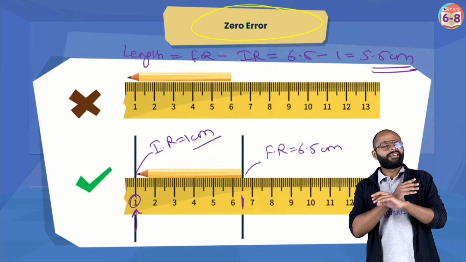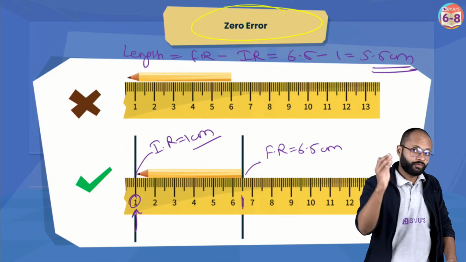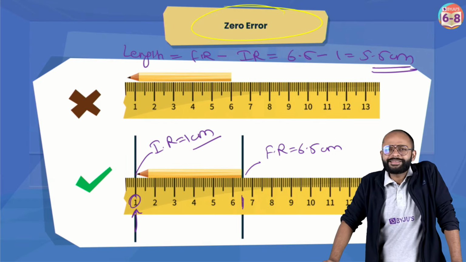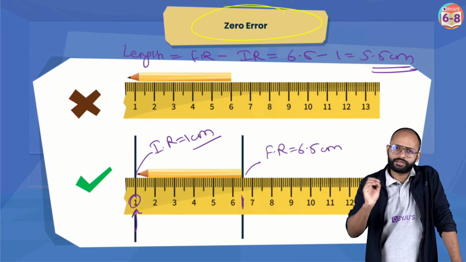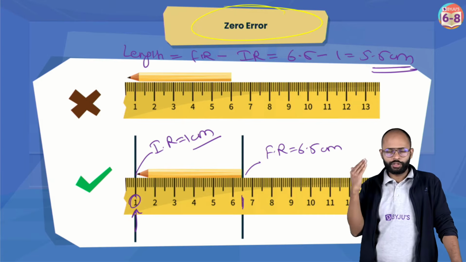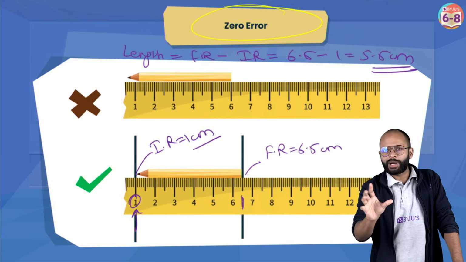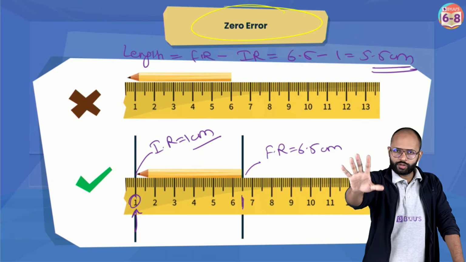Correct? It's a very straightforward question, but very, very frequently asked. ठीक है? चलो. So this is called as zero error. It's okay if you don't say, you just mention it like this. If 0 is not visible to us, we'll take the reading from the next full marking and we'll tell the length by final reading minus initial reading. इसको बोल सकते हो. ठीक?